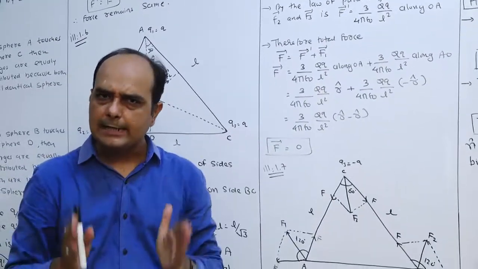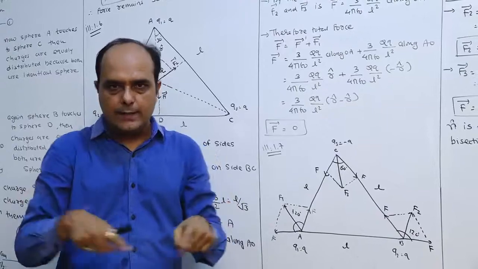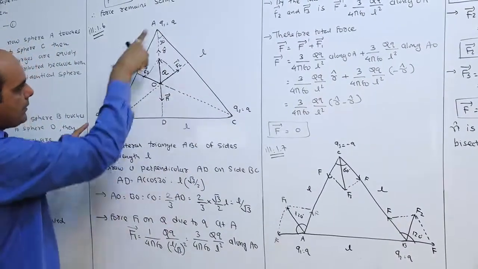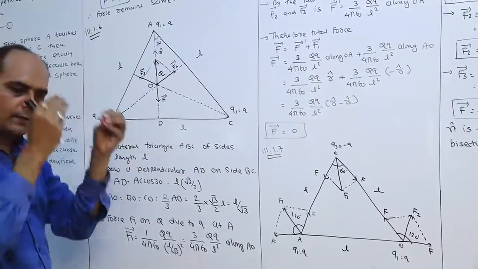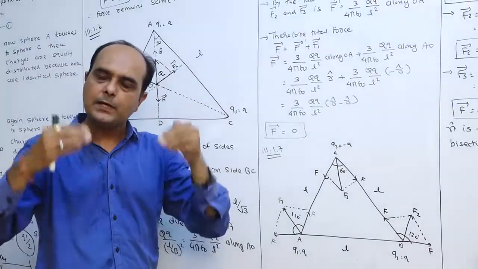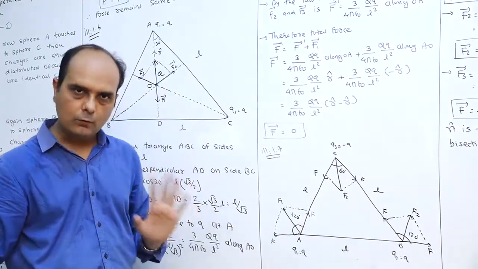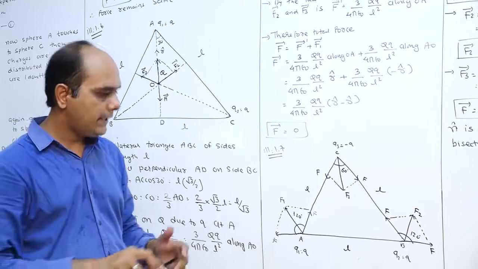So remember it directly. When the same charge is on each of the vertices, the resultant force at the center is always 0. The resultant electric field is also 0. Remember it. Okay? So now the next illustration.